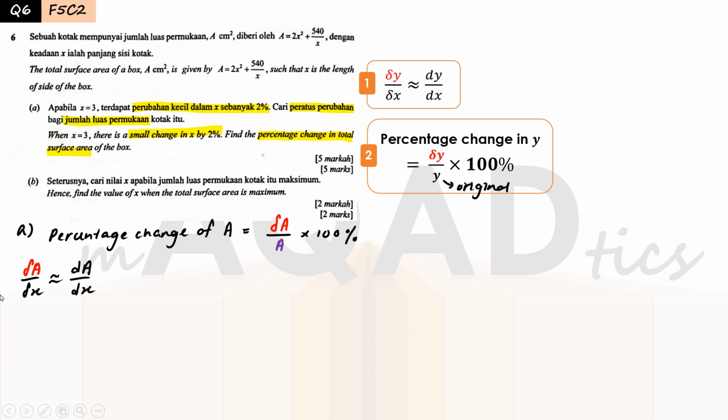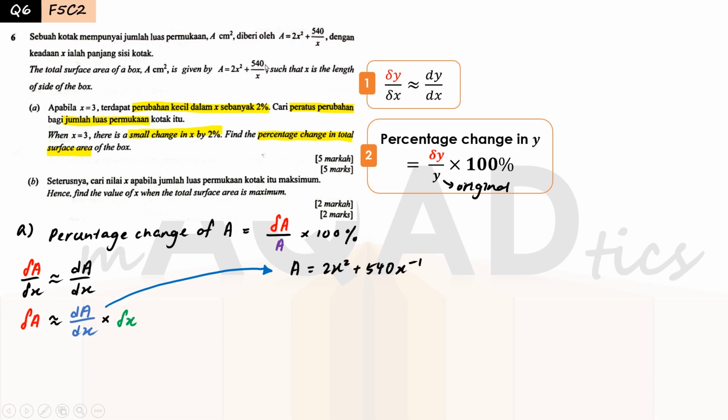So we can use this formula to help us, and we can move this delta x to the right side. To find delta A, we need to get these two things first. This one is the differentiated equation of A, and this is the small change of x. To find this one, we just differentiate the original equation of A, which is taken from here.